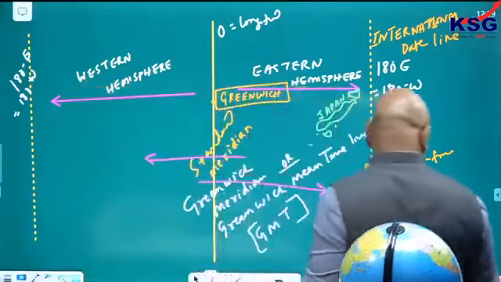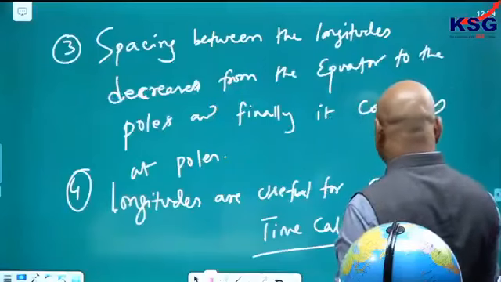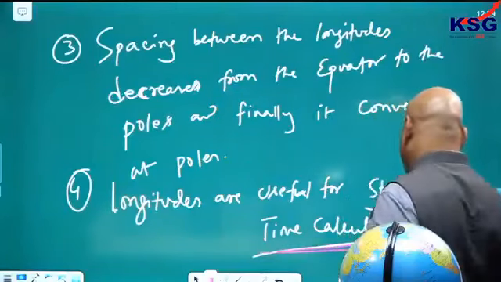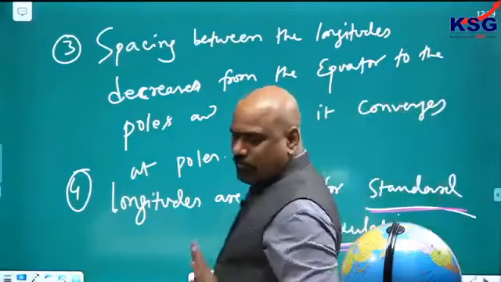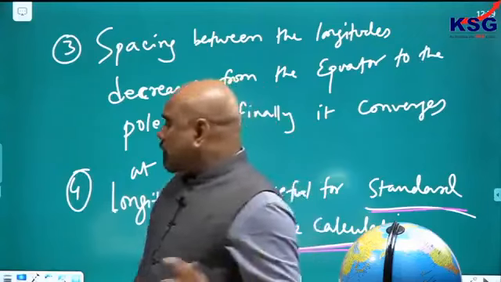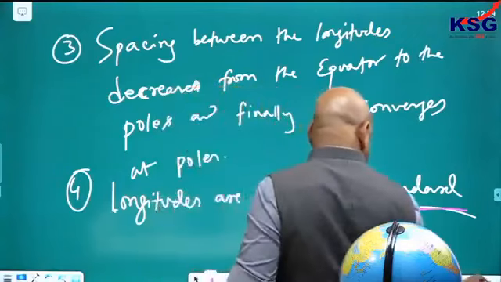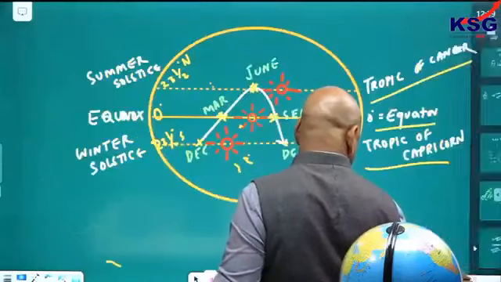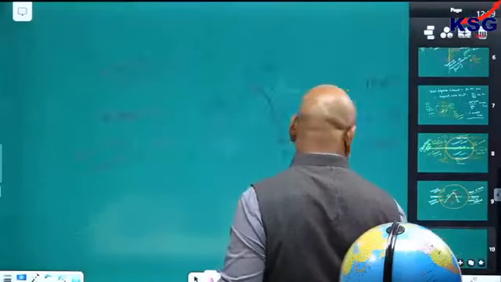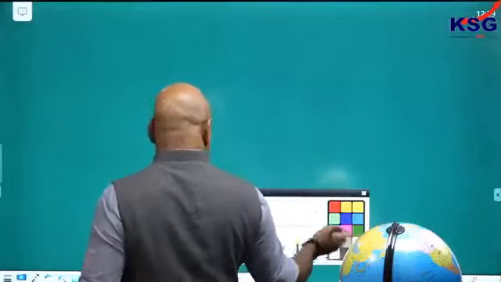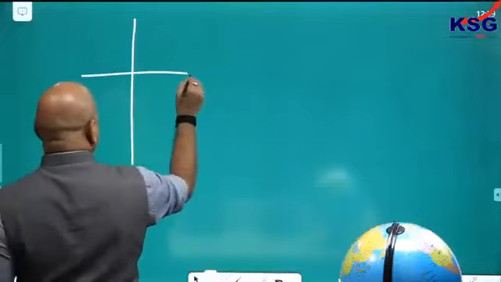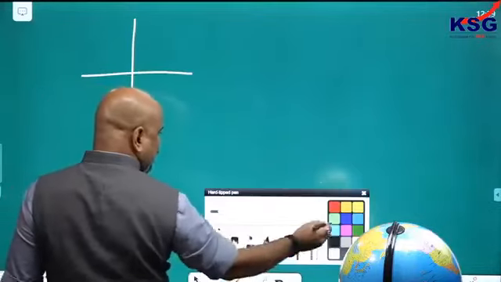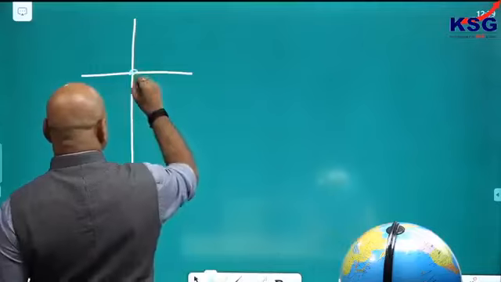Our main concern is what is the utility. Longitudes are useful for standard time calculation, not for any other things. So if you look at the latitude and longitude of a place, both at a time, the latitude and longitude of a place will give the 100% accurate position of a place.